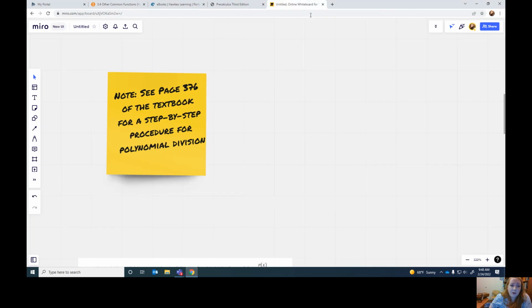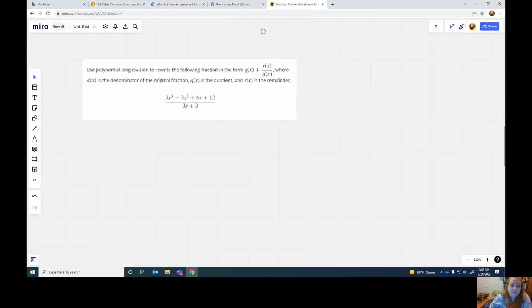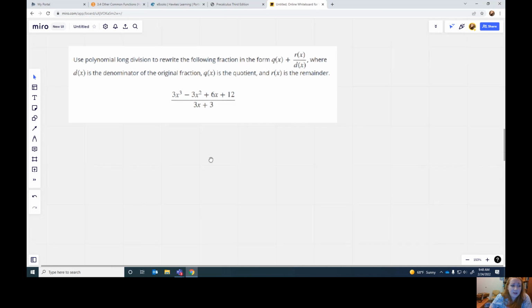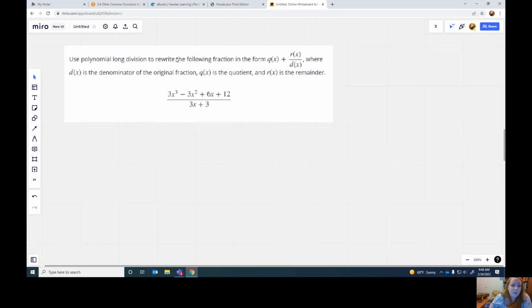All right, so let's jump back over to our notes and do another example. This is another way that the questions may be presented. It says, use polynomial long division to rewrite the following fraction in the form the quotient plus the remainder over the divisor, where d of x is the denominator of our original fraction or the divisor, q of x is the quotient, and r of x is the remainder. So we have 3x cubed minus 3x squared plus 6x plus 12 divided by 3x plus 3.